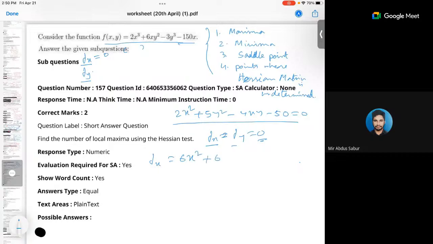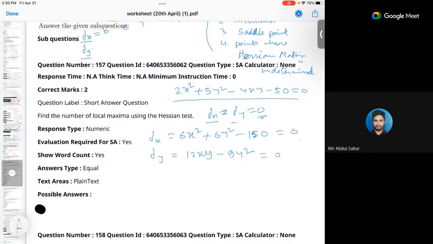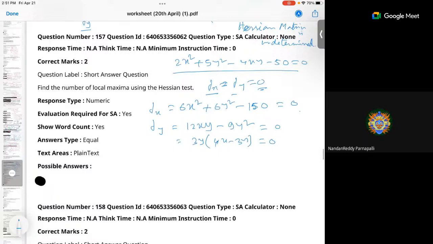6x square plus 6y square minus 150. Fy is equal to 12xy minus 9y square. So this one is equal to 0, this one is equal to 0. Now see, this one is equal to 3y times 4x minus 3y. So y equal to 0 is a solution. So from here y is equal to 0 or 4x minus 3y is equal to 0, which implies y is equal to 4x by 3. Right? Yes, sir.